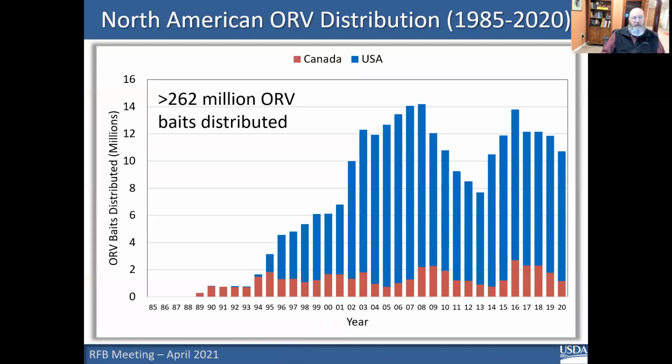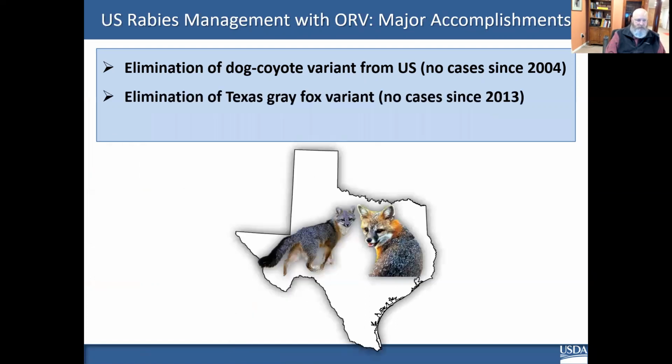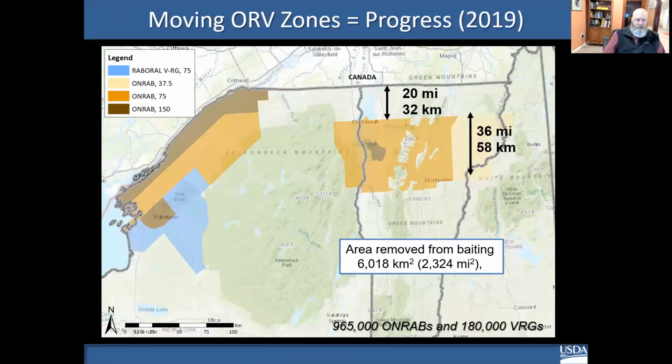But between the US and Canada, since 1989 or so, we've distributed about 260 million doses of the vaccine safely and effectively, which has helped in the United States to eliminate the dog-coyote variant, as already discussed, and the Texas gray fox variant. And then there's been no appreciable spread of raccoon rabies west of our ORV zone.